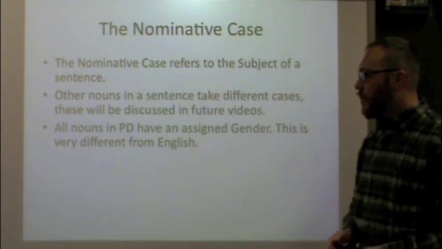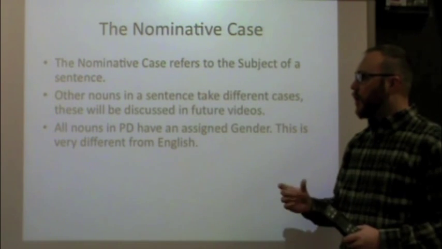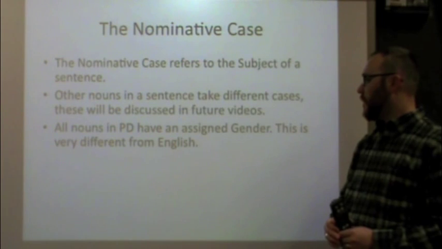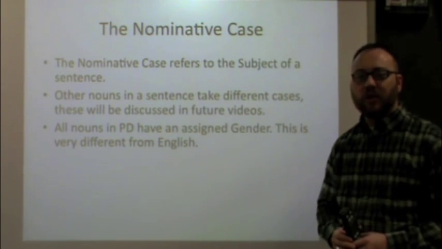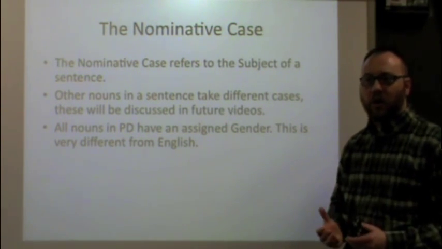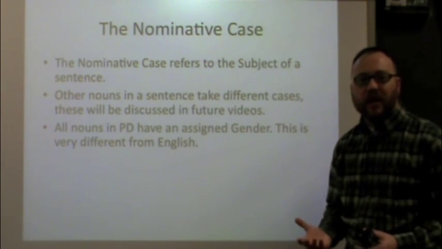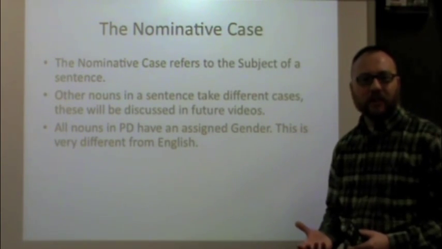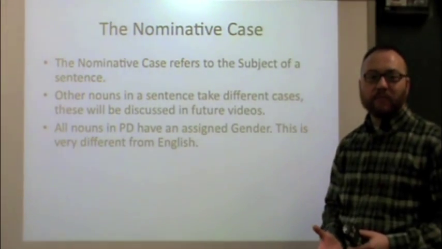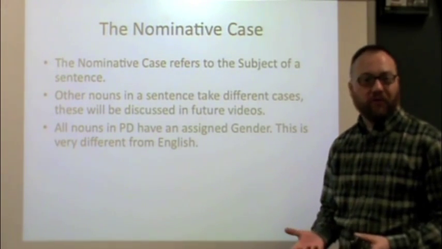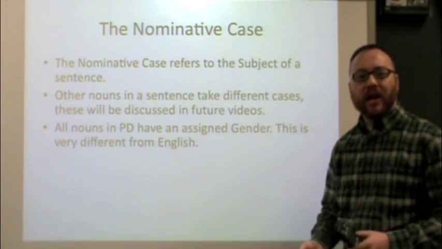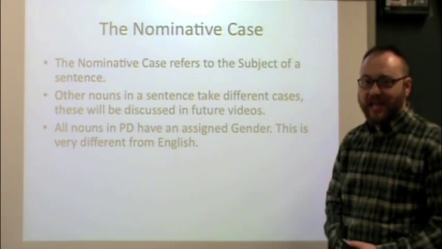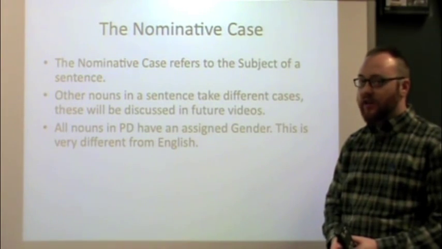Okay. Now, here's one thing that's very different from English. All nouns, no matter what they are in Pennsylvania Dutch, have an assigned gender. This is very different from English. In English, the only nouns that have assigned genders are nouns that have a gender. Think of like the boy, the man. Those are all masculine. The woman, the grandmother, the aunt. Those are all feminine because they're females. And boy, man are male. Those are really the only nouns in English that we assign a gender to.